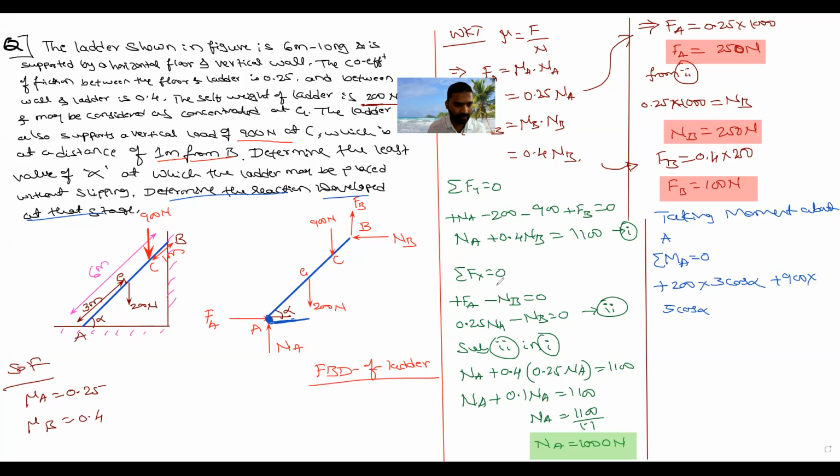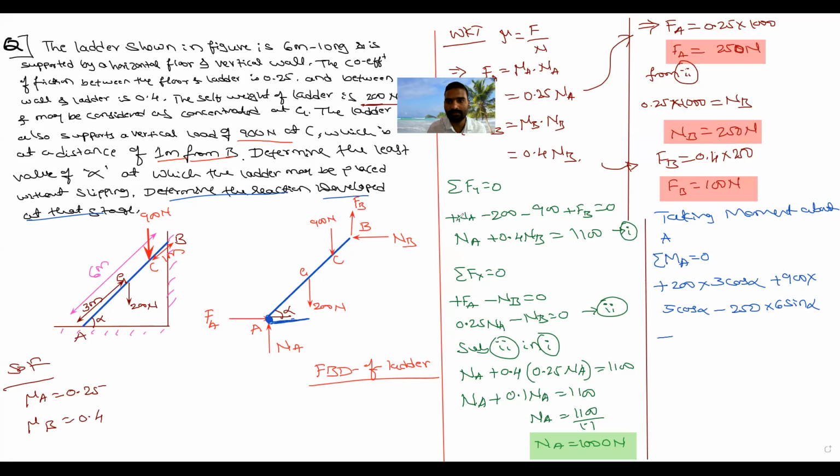Next, are there any other forces? Yes, there is NB and FB. NB is 250. Is it producing clockwise or anti-clockwise? Anti-clockwise, so minus. This inclined length is 6 meter. NB is moving horizontal, so I want the vertical distance. How will you find it? 6 sine alpha. Next I want FB. Is FB producing clockwise or anti-clockwise?